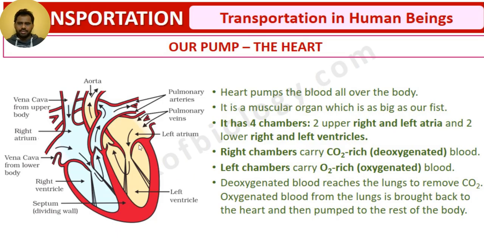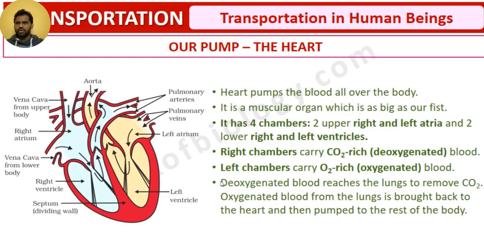These are the right chambers. They carry CO2 rich blood. CO2 rich blood is called deoxygenated blood. Left chambers carry O2 rich blood, oxygenated blood. Deoxygenated blood reaches the lungs to remove CO2. Oxygenated blood from the lungs is brought back to the heart and then pumped to the rest of the body.